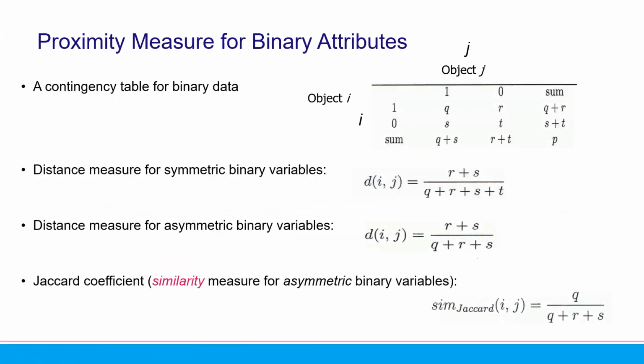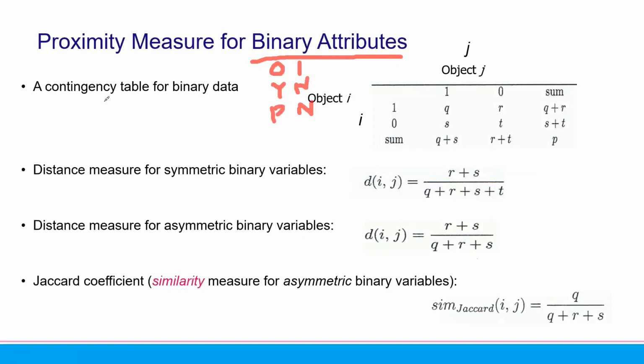We have proximity measures for the binary attributes. You still remember binary attributes? We have just 2 values, only 2: whether it is 0 or 1, or yes or no, or positive or negative.